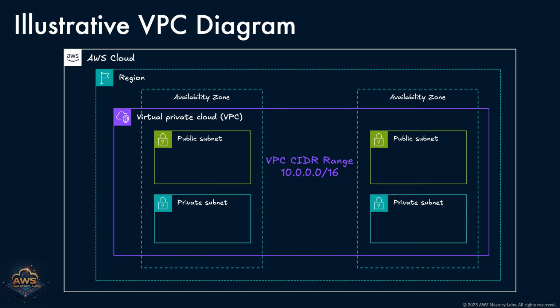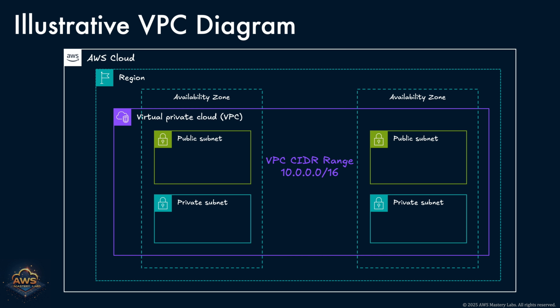Inside each subnet, we find EC2 instances and other application components. The illustration highlights security enforcement through features like security groups and network ACLs, which work together to control traffic at both the instance and subnet levels. These measures help isolate workloads and limit exposure to unauthorized access.